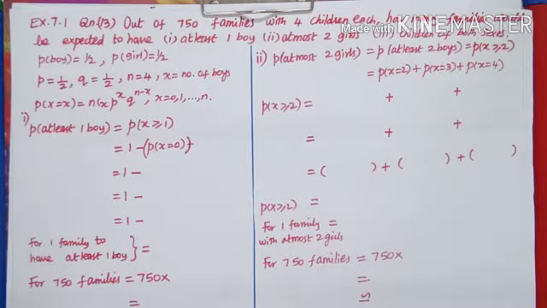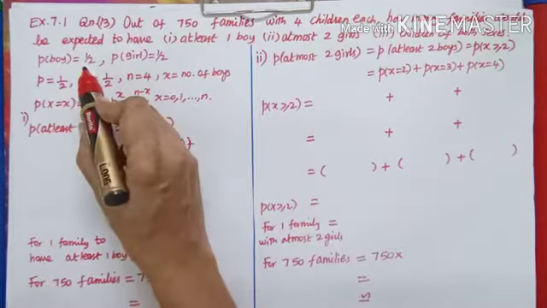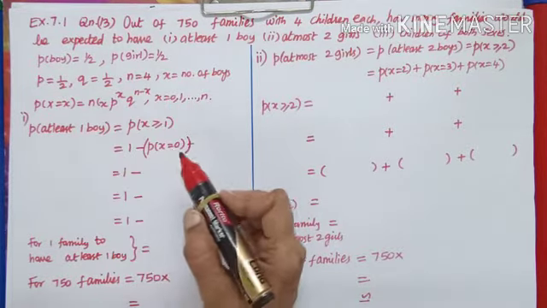Exercise 7.1, question number 13. Out of 750 families with 4 children each, how many families would be expected to have at least one boy, at most 2 girls and children of both sexes, assuming equal probability for boys and girls?